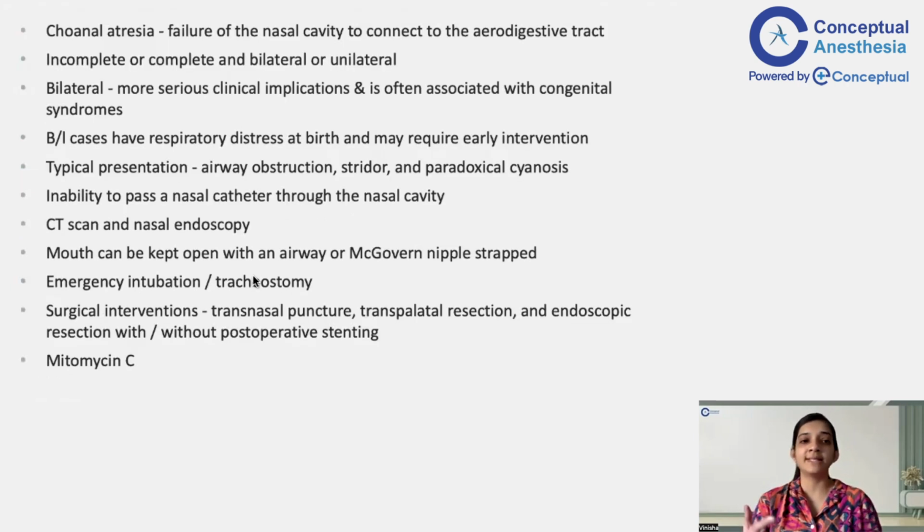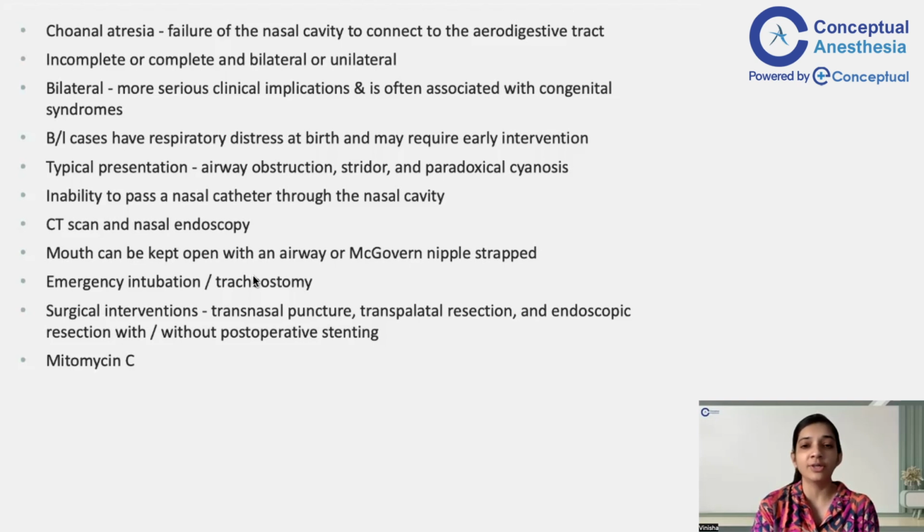So now let's see a little bit about choanal atresia, what exactly it is. Basically, there's failure of the nasal cavity to connect with the aerodigestive tract, and it occurs in about 1 in 5,000 to 8,000 live births. It is more commonly seen in female infants. Now, there are various types. It can either be complete or incomplete. It can be bilateral or unilateral.